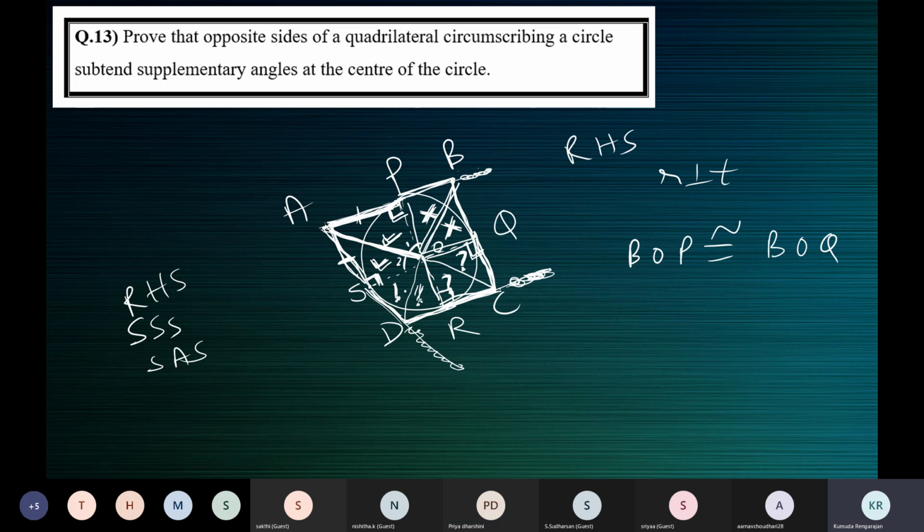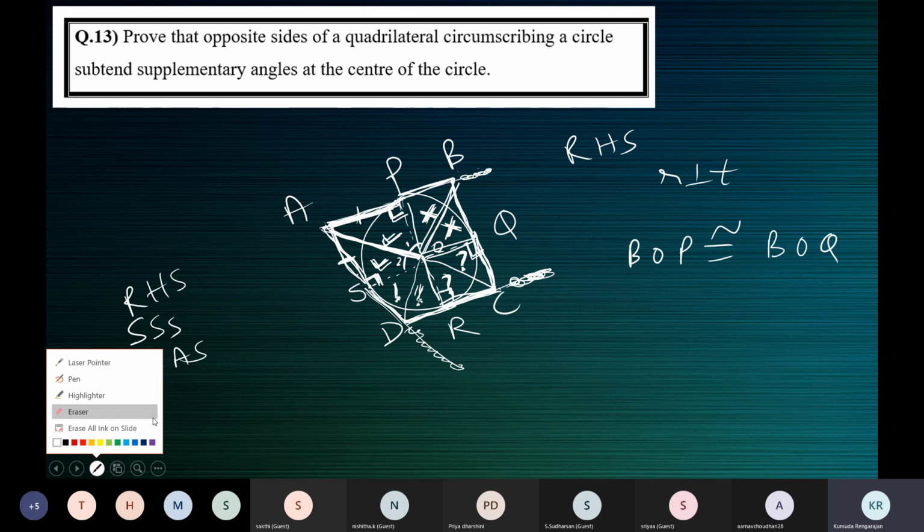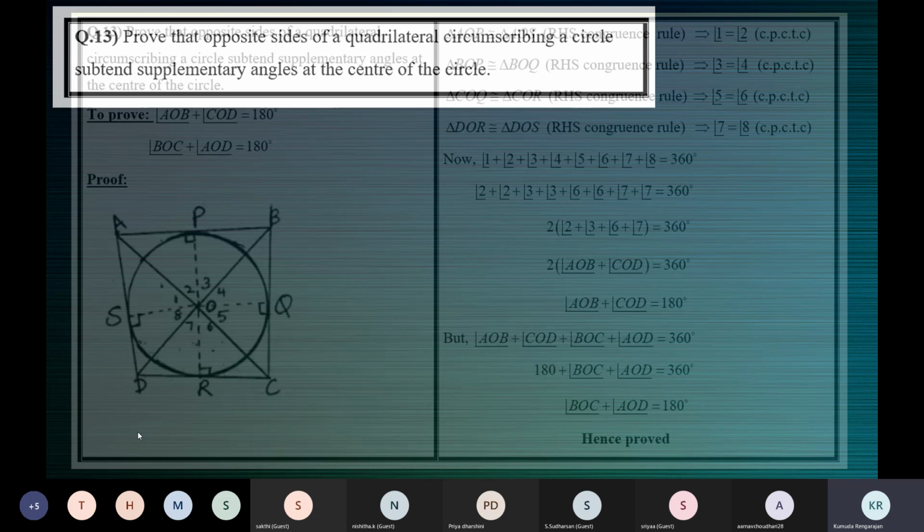Very good. Okay. So what is your rule? SSS congruence criteria, ma'am. The two triangles are congruent to each other. Very good. All right. Fine. So that's it. Like this, we show that the triangles are congruent to each other.